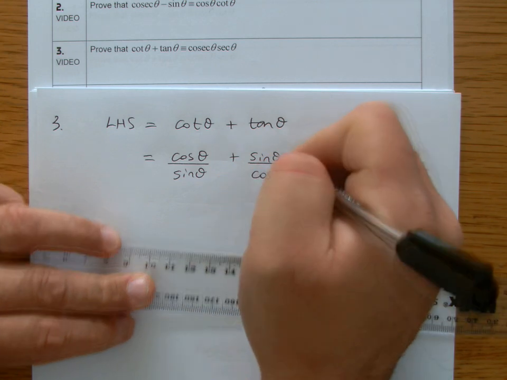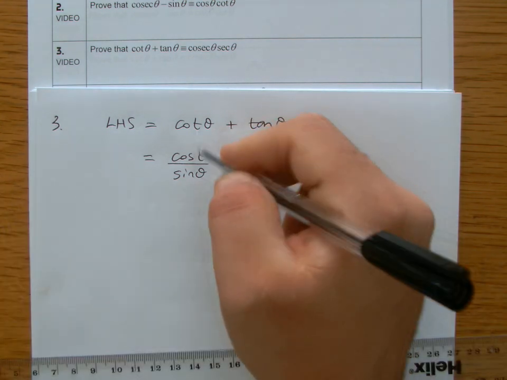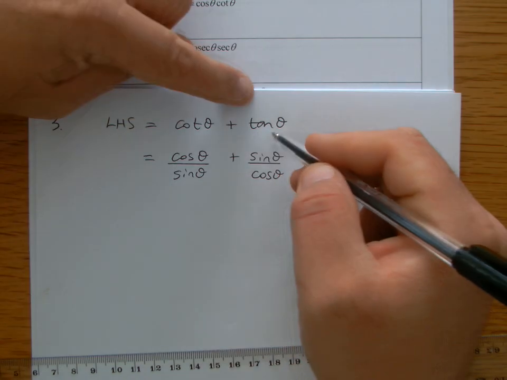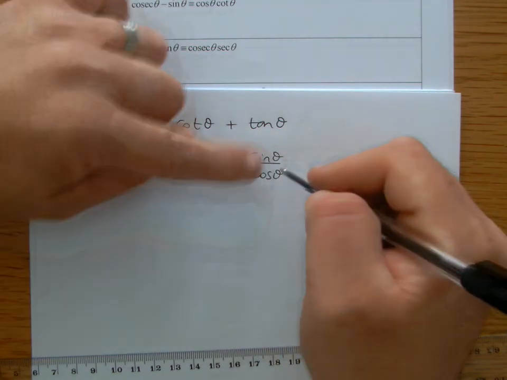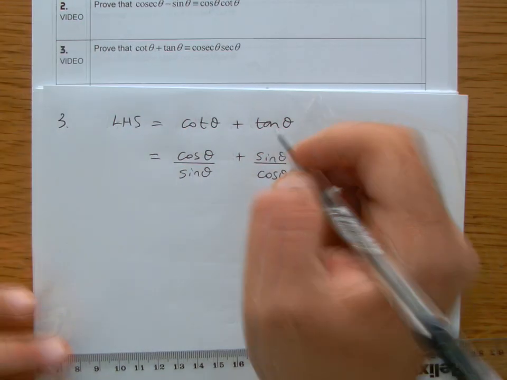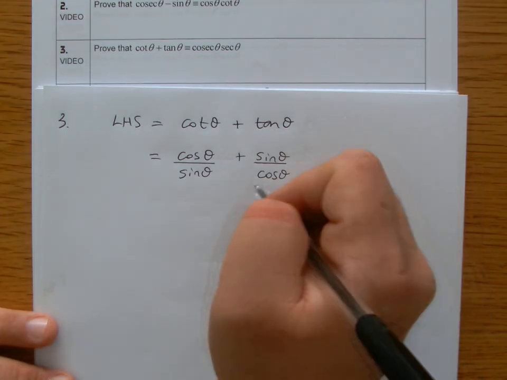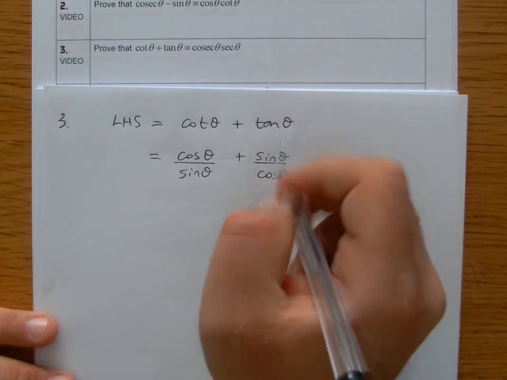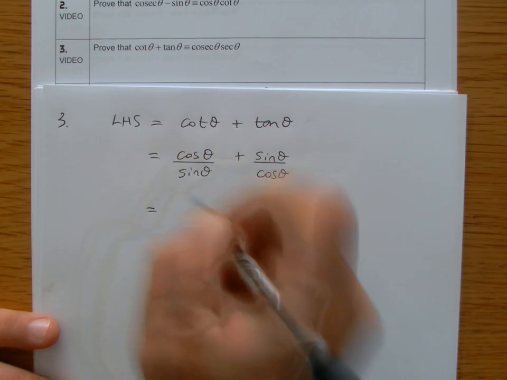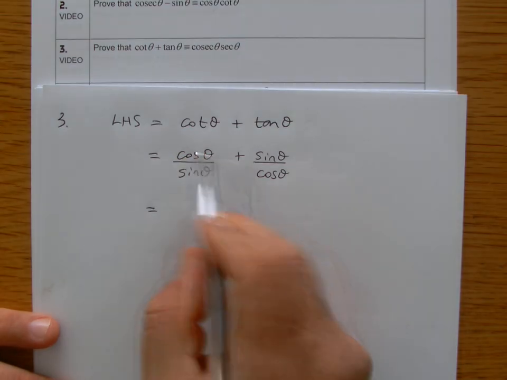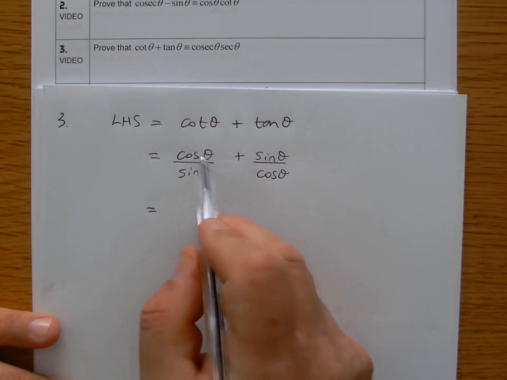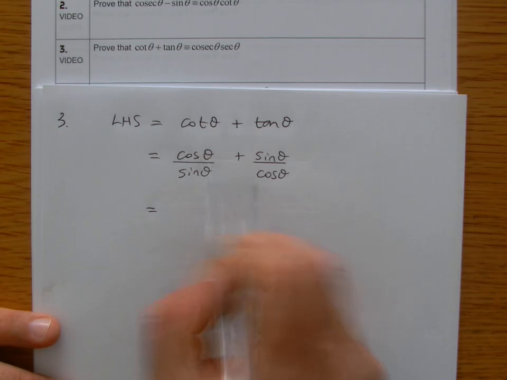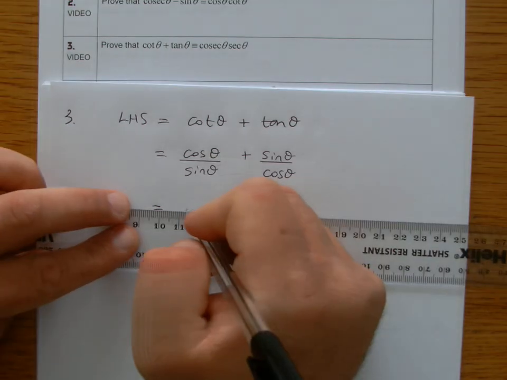Okay, so we know that's the result of tan theta, and obviously we need to remember then that cot theta is the reciprocal of tan, so it's like flipping that there. So that's the result of cot theta. We could then write this as a single fraction. In that sense we could sort of cross multiply if you like, but ultimately it's about getting a common denominator of sine theta cos theta.